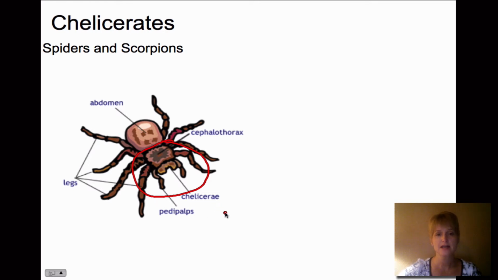They have 8 legs, and their chelicerae are modified into fangs. So this front, basically kind of mandibles right here, are called chelicerae, and they're modified into fangs in spiders. Then they also have an organ at the back of them that is called a spinneret, and it allows them to spin a web.